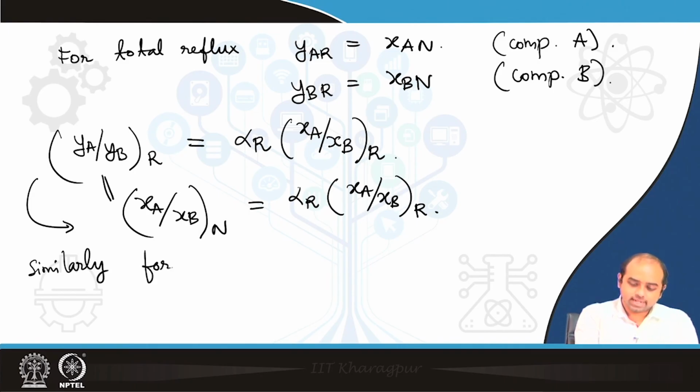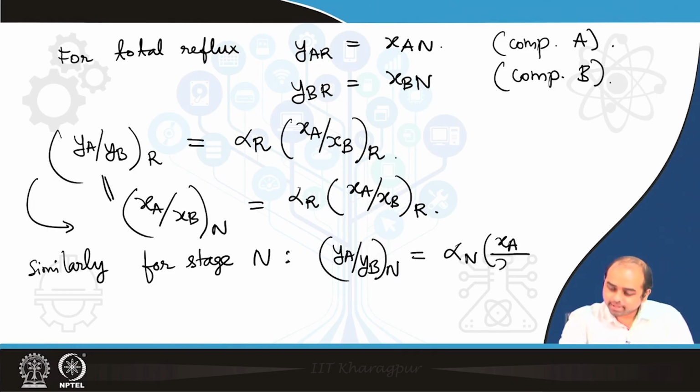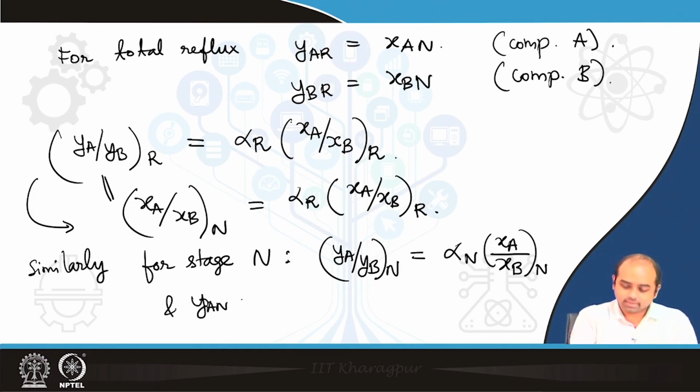Now similarly, for stage N, I can write YA by YB at the nth stage is equal to alpha N times XA by XB at the nth stage. This is possible from the equation of the relative volatility. And we have YAN is equal to XAN minus 1.